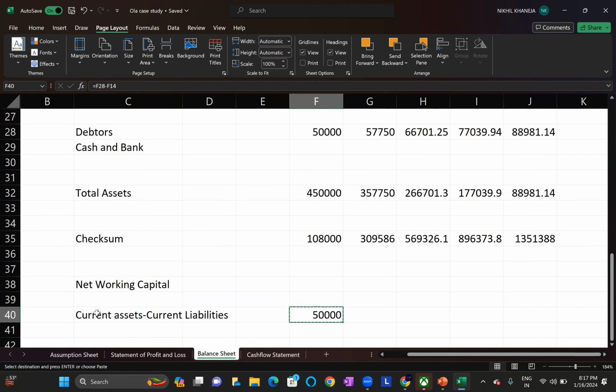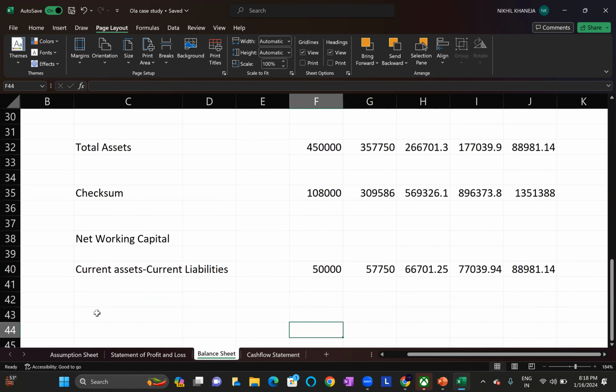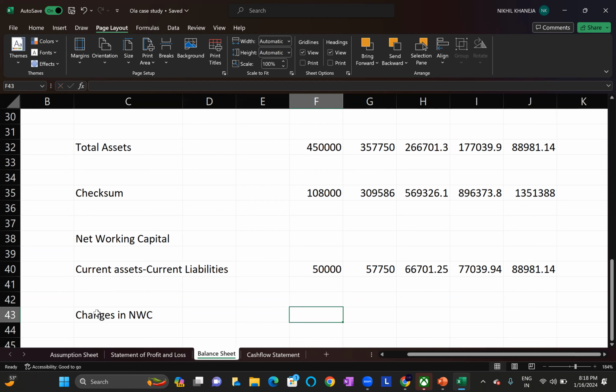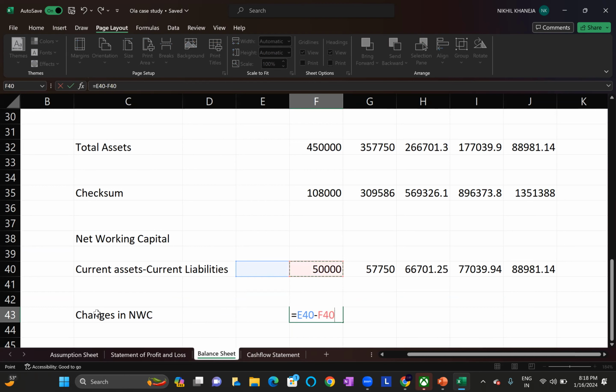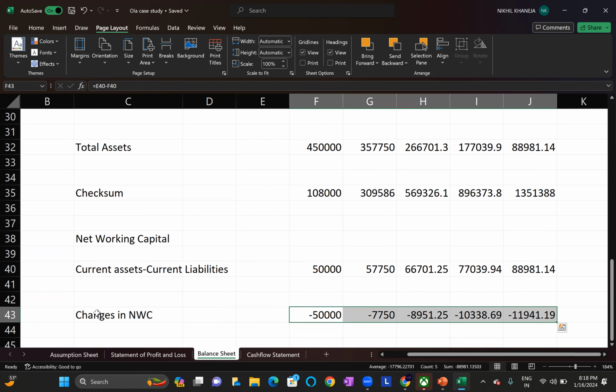I will be copying it and drag it for remaining years. So these are the amounts of net working capital for respective years. Now I will calculate changes in net working capital. How we calculate the change is equal to previous year minus current year. So this is the change. Control C, drag it for remaining years. So this is how I calculated changes in net working capital.